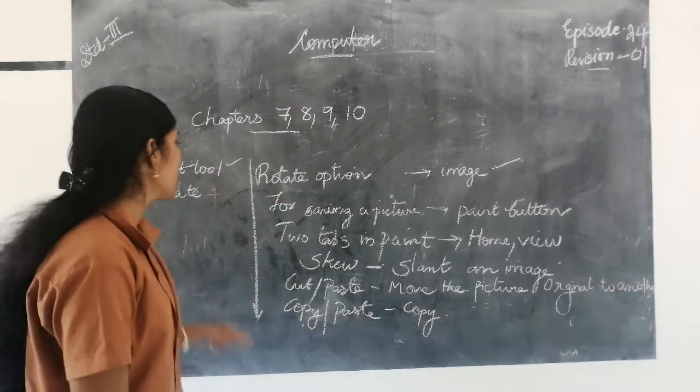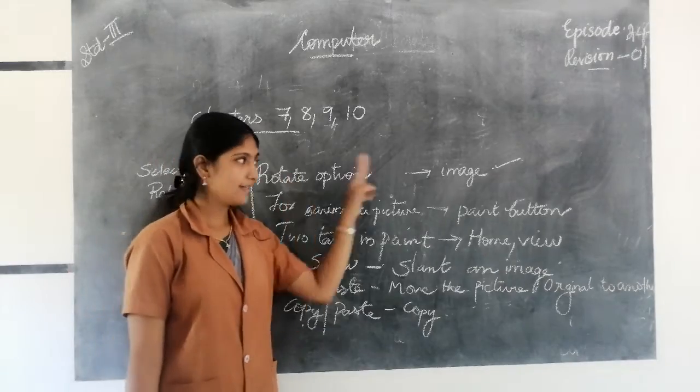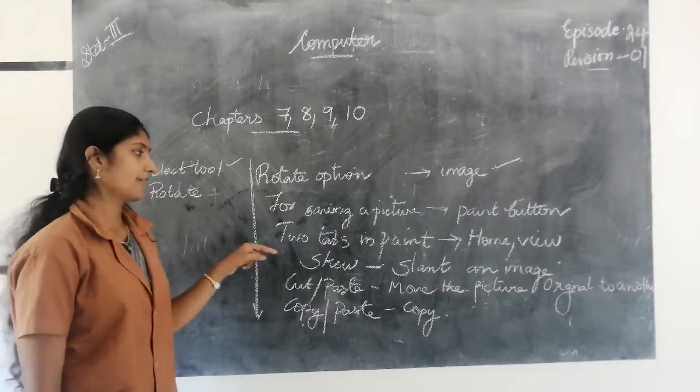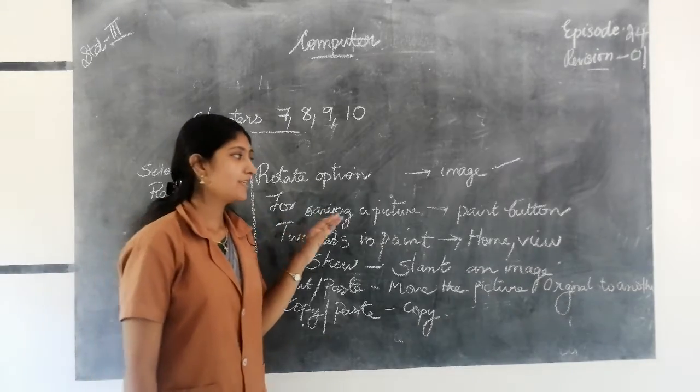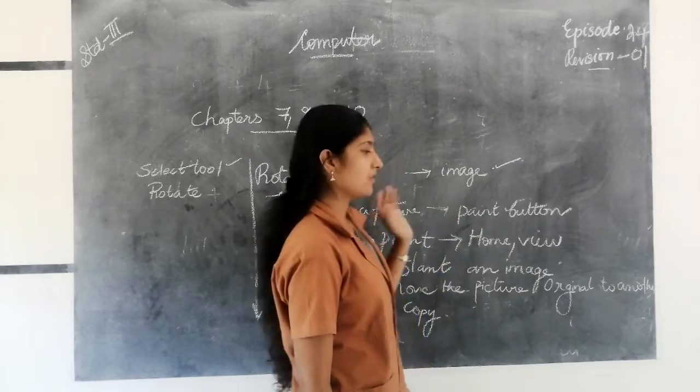Which is that button? Rotate button. So here once again, the rotate option is under the Image group. Rotate option is under which group? Image group. Second, for saving a picture, which option do you need? Paint button.